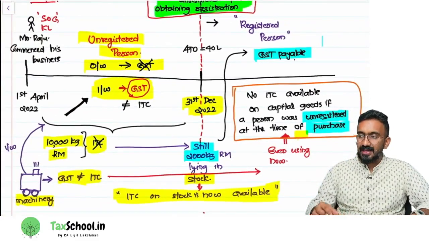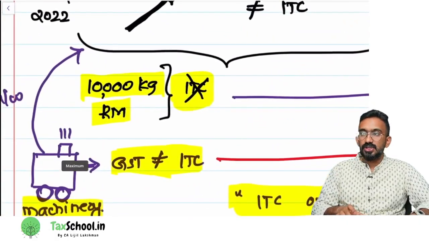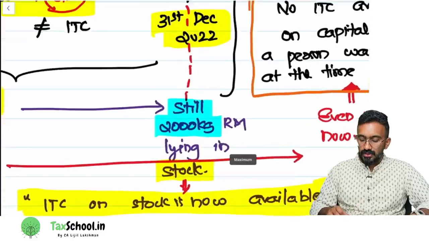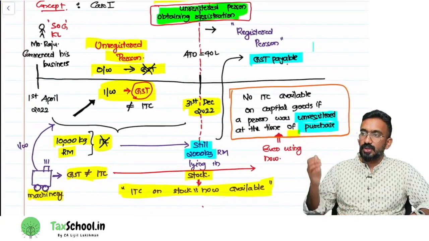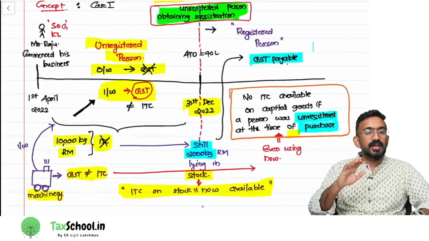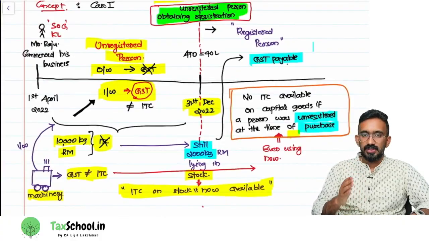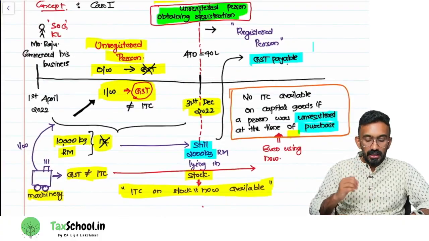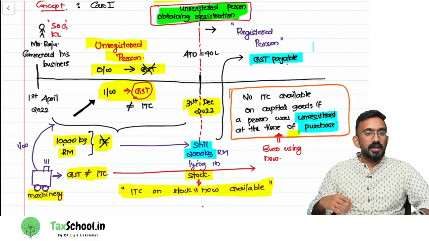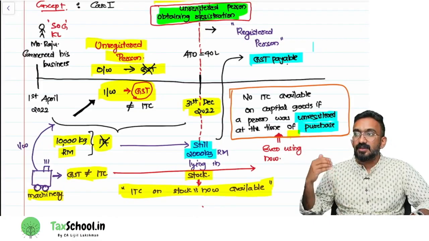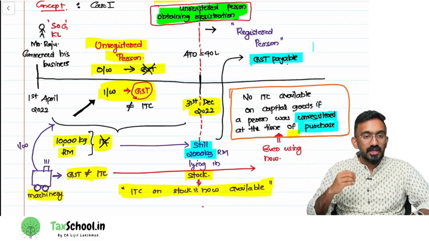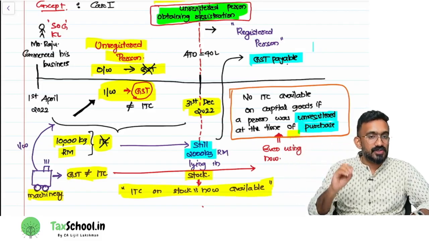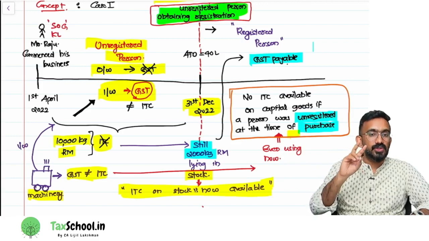On the last day before he was taking registration, he looked at out of 10,000 kg of raw material he purchased, 2,000 kg is still in the stock. This 2000 kg, when he purchased during the time when he was unregistered, he did not take ITC. Why? An unregistered person cannot take ITC. Now, this 2000 kg stock, he will be selling after 1st of January 2023, which means after registration. He will end up paying full taxes of GST, but he could not take ITC on this 2000 kg.